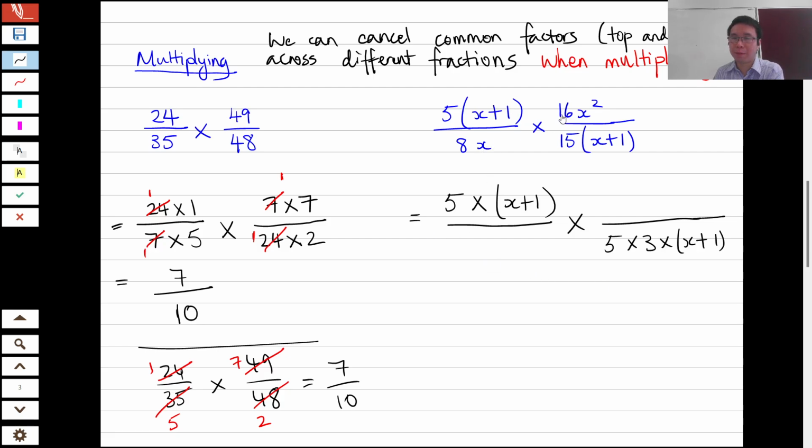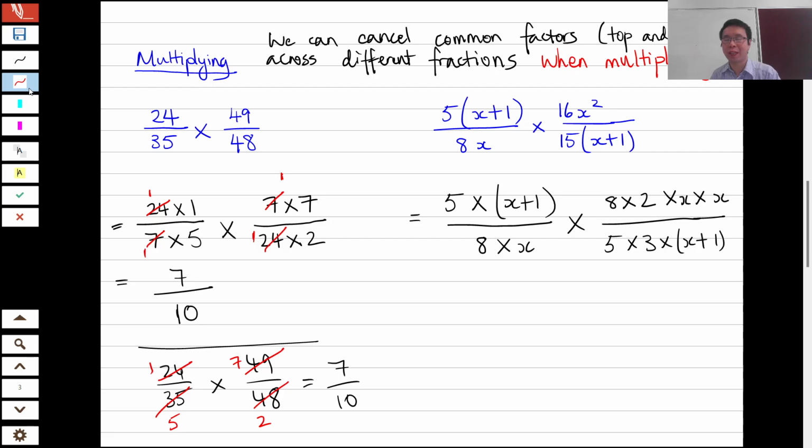Now, 8x, I'm going to break that into 8 times x. And I'm noticing that 16 goes into 8. So I'm going to cancel the 8 somewhere. So 16 becomes 8 times 2. And x squared, that's going to cancel the x. X squared is the same as x times x. There are two x's because it's x to the power of 2.